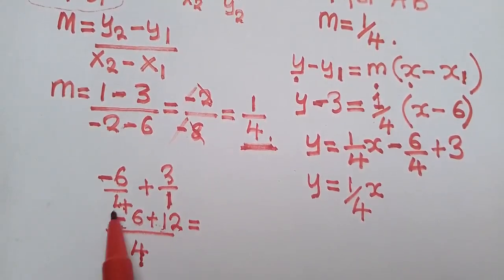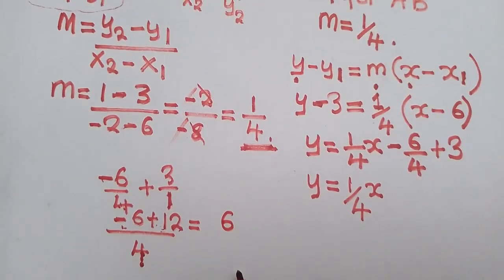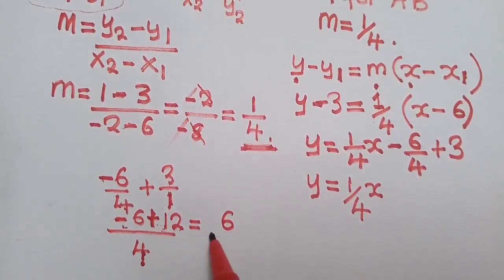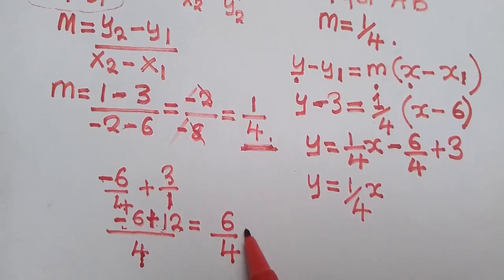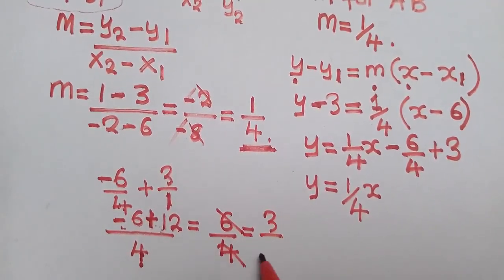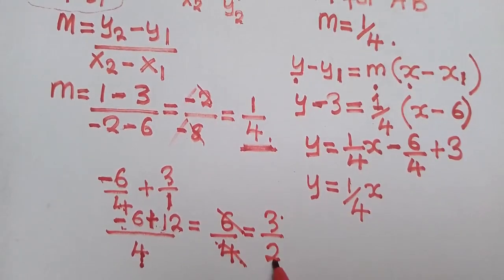So let's subtract 12 minus 6. It is 6. Maintain the sign of the bigger number. 12 is positive, so this one is positive. Over the 4 will maintain. So you can reduce this one. 2 into 6, it is 3. 2 into 4, it is 2.